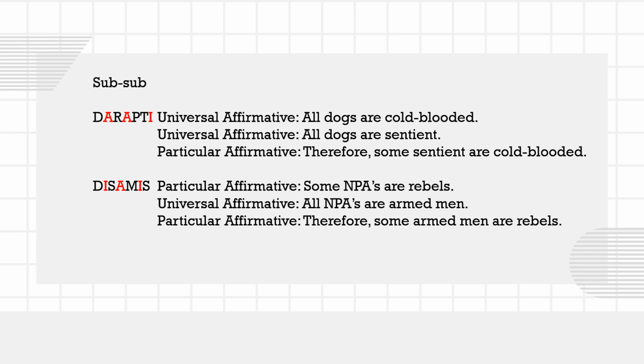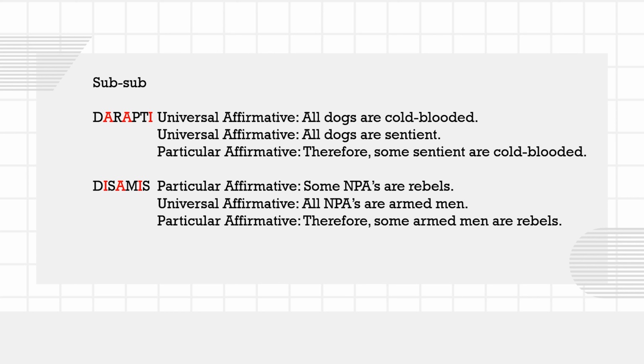The statement conforms to the Disamis syllogism, which is a valid form of categorical reasoning. It starts with a particular affirmative premise stating that some NPAs or New People's Army are rebels. Following this, it introduces the universal affirmative premise asserting that all NPAs are armed men. The logical conclusion, therefore, some armed men are rebels, is a valid deduction based on the premises.